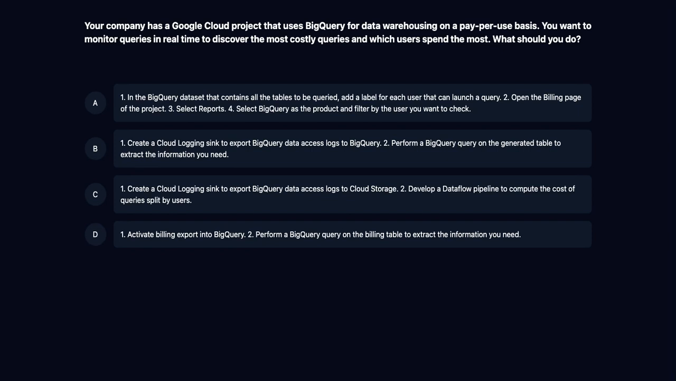Option C. 1. Create a Cloud Logging sink to export BigQuery data access logs to Cloud Storage. 2. Develop a Dataflow pipeline to compute the cost of queries split by users. Option D. 1. Activate billing export into BigQuery. 2. Perform a BigQuery query on the billing table to extract the information you need.